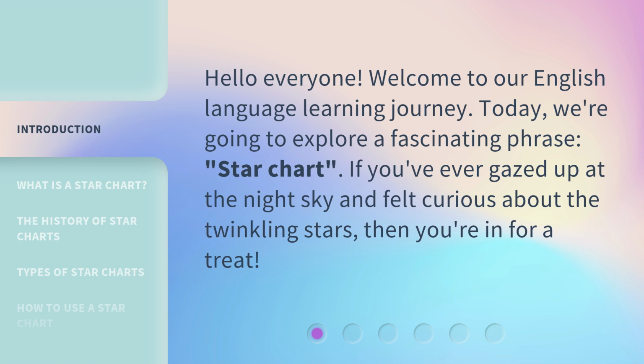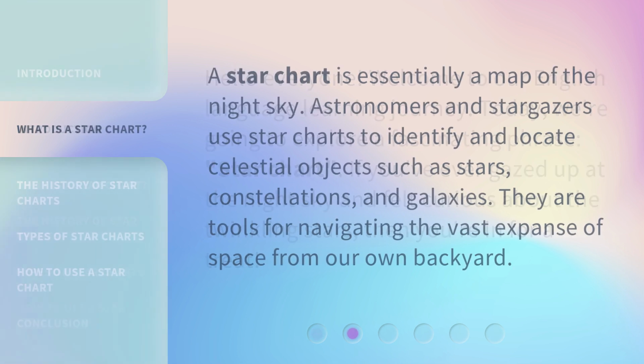If you've ever gazed up at the night sky and felt curious about the twinkling stars, then you're in for a treat. A star chart is essentially a map of the night sky. Astronomers and stargazers use star charts to identify and locate celestial objects such as stars, constellations, and galaxies. They are tools for navigating the vast expanse of space from our own backyard.